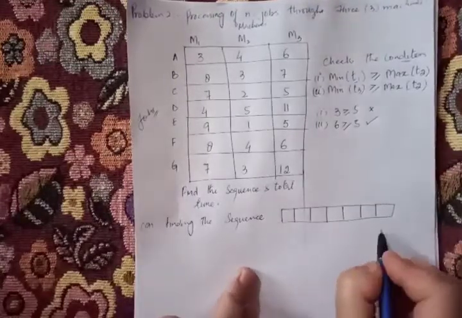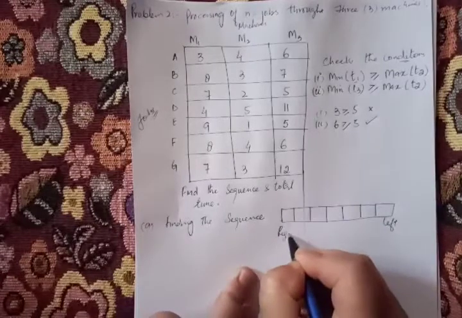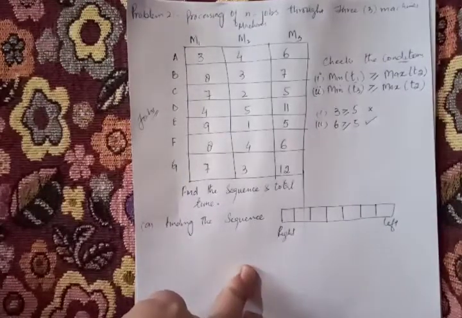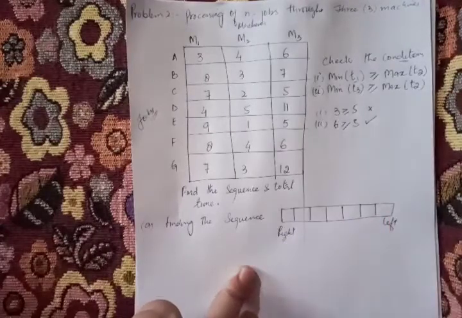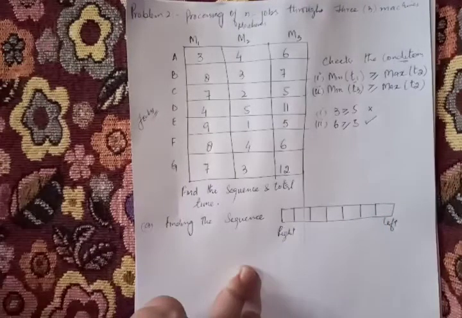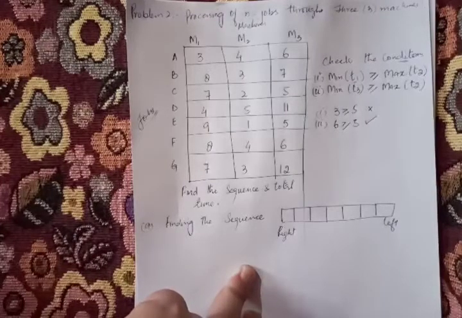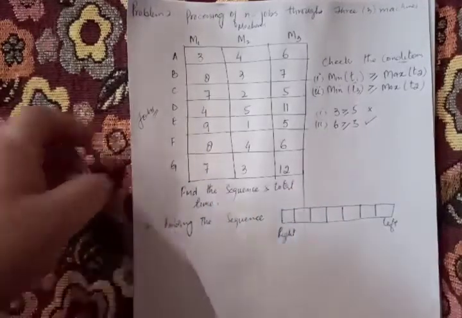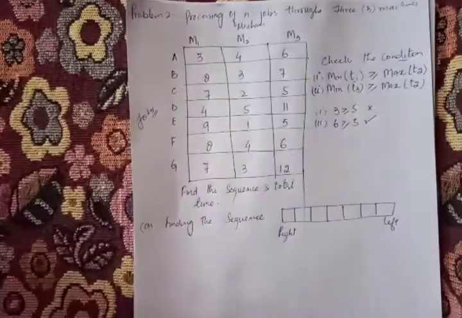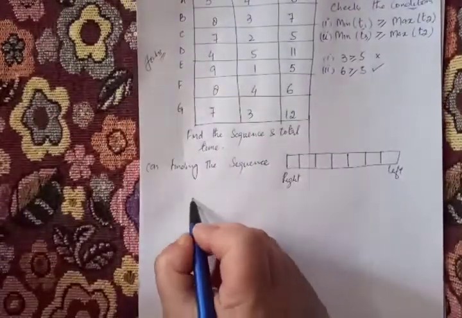This is the left side of the array and this is the right side of the array. If the minimum value is from machine A, we write that on the left side of the array. If it is from the second machine, we write that on the right side of the array. But in this case, we do not have only 2 machines, we have 3 machines. So how can we find the sequence? For that purpose, we have to convert this 3 machine problem into a 2 machine problem in order to find the sequence. So let us do that.